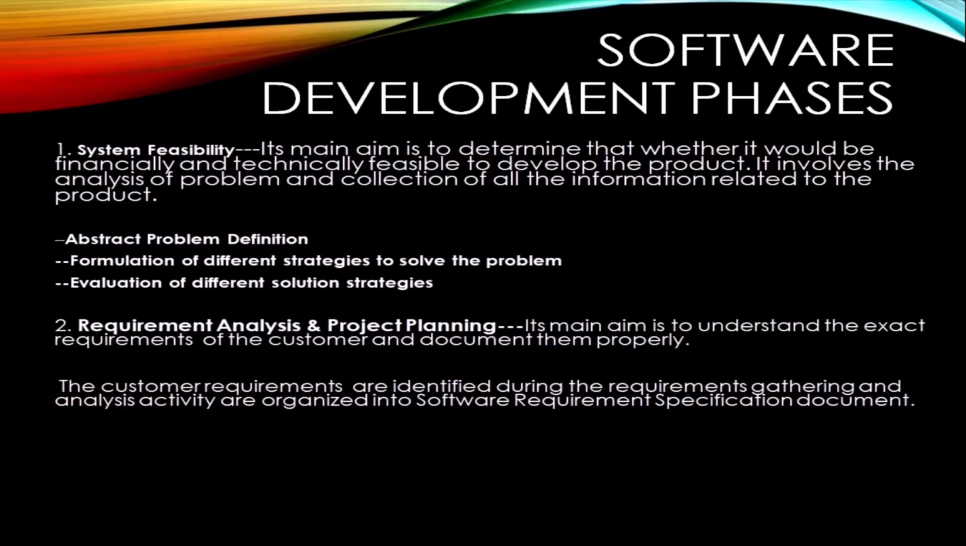Software development phases. First, we will discuss the feasibility study. In this phase, the main aim is to determine whether it would be financially or technically feasible to develop the product. It involves the analysis of the problem and collection of all the information related to the product. The output of this phase is the abstract definition of the problem, formulation of different strategies to solve the problem, and evaluation of different solution strategies.